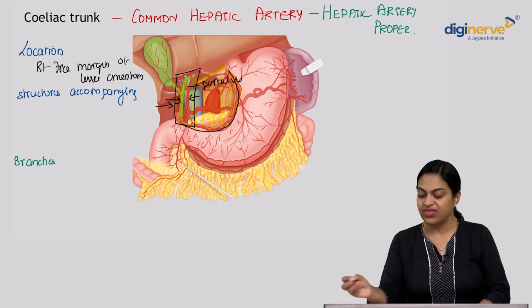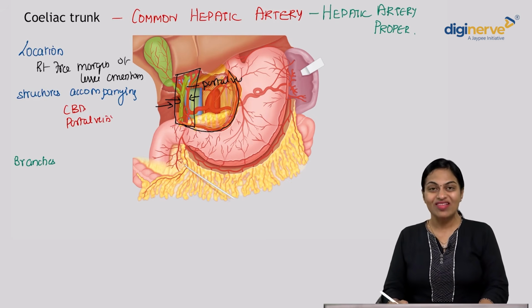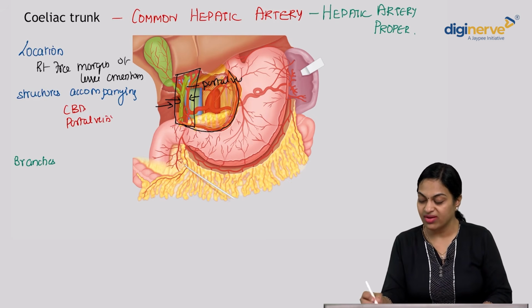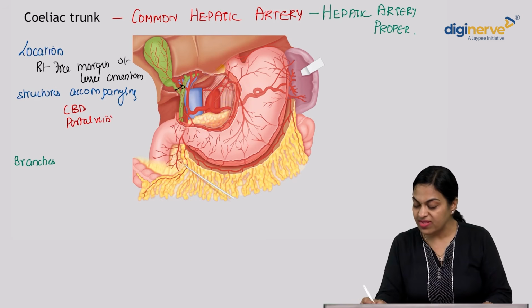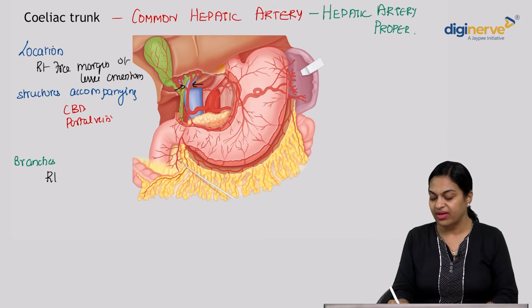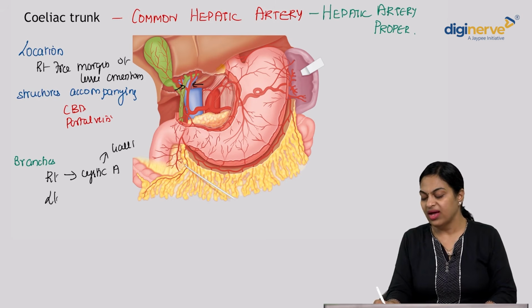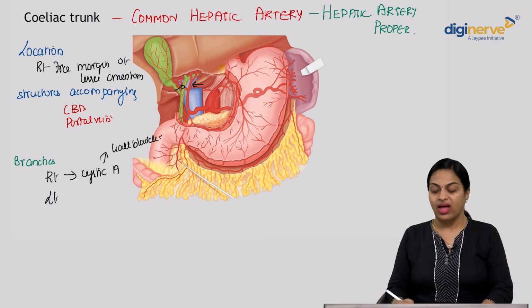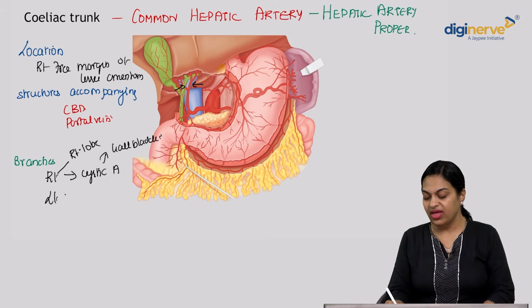As we have seen here, it is accompanied by the common bile duct to the right and the portal vein behind. This hepatic artery proper, as you see here, is going to divide into a right and left branch. So this is the right and this is the left hepatic artery. The right hepatic branch will also give rise to the cystic artery that supplies the gallbladder. Then this right hepatic branch will enter the right lobe of the liver. The left branch will enter the left lobe of the liver.